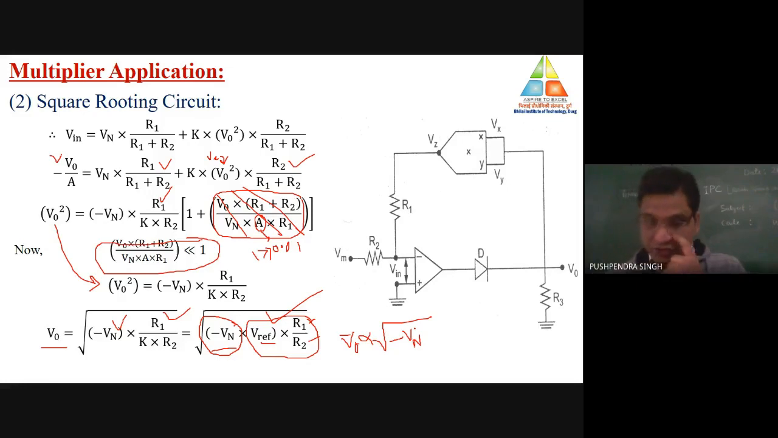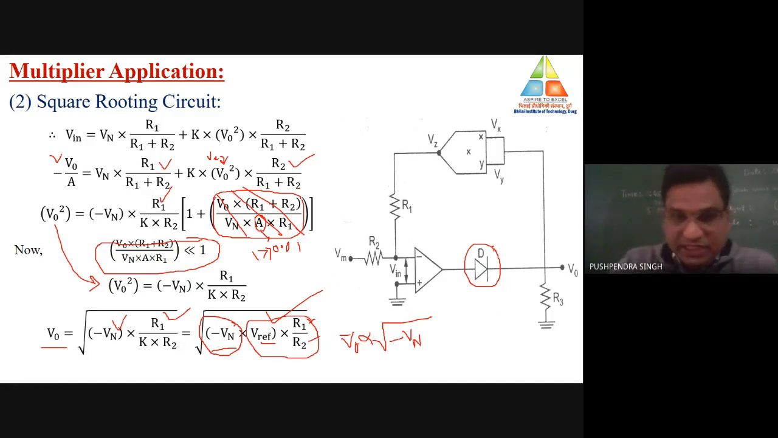If not so, on that condition, the feedback loop should be open circuited. What should the feedback loop be? Open circuited, or you need to connect the diode. Either you have to connect what? A diode. Only on that condition this circuit will work. So this is the compulsory condition for the design of square rooting circuit with the help of multiplier.